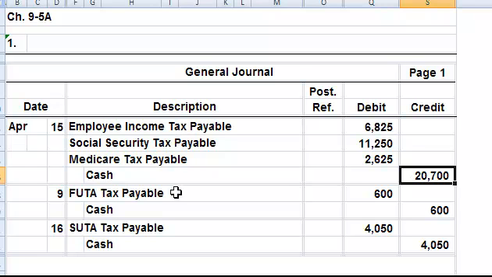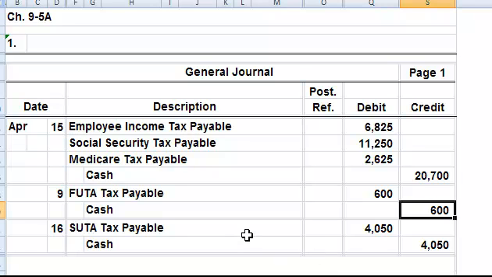Then we're also going to pay federal unemployment and state unemployment, and we record these separately because they go to different places. So the balance in our federal unemployment tax has a $600 credit, so we're going to debit it to make it zero and pay it out, because once we've paid it, we don't want a balance in this account anymore because we don't want it to show that we owe it when we don't. So we decrease our cash account to pay it.